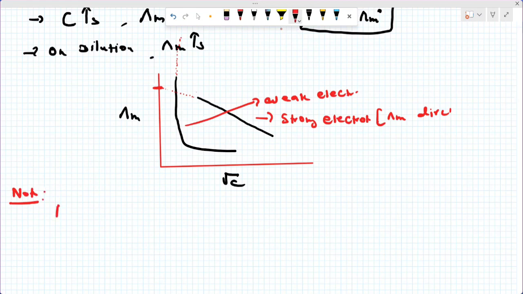The molar conductance, the molar conductance of strong electrolyte.